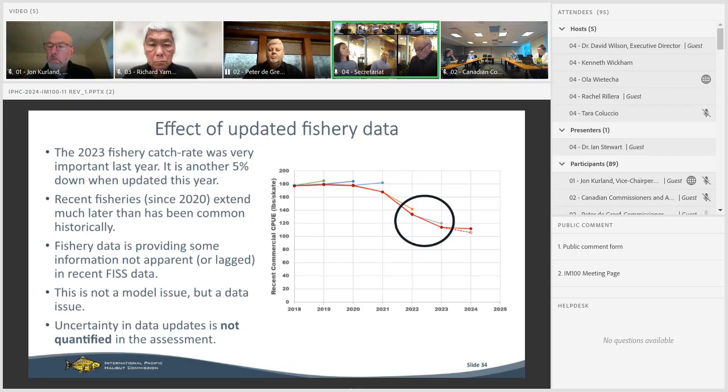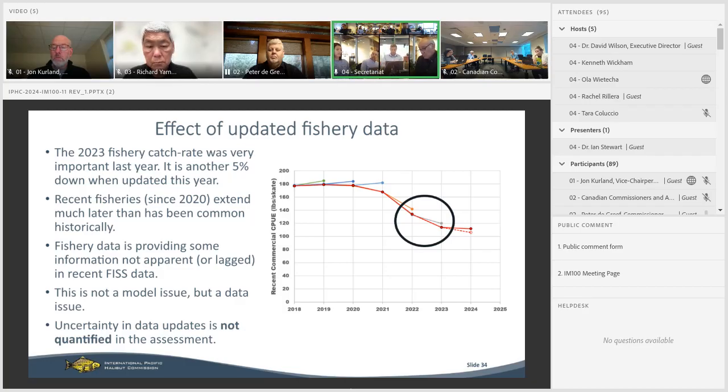So this was a very important data point last year. In fact, we saw a similar pattern last year where the fishery data on its own was pulling the stock assessment result down, in particular that 2023 data point. And now when we fit this year's assessment, that data point, which was important last year, goes down again and again pulls the stock assessment down.